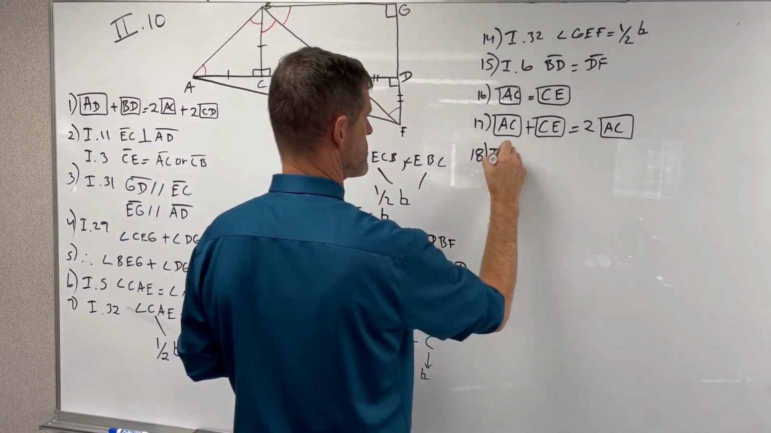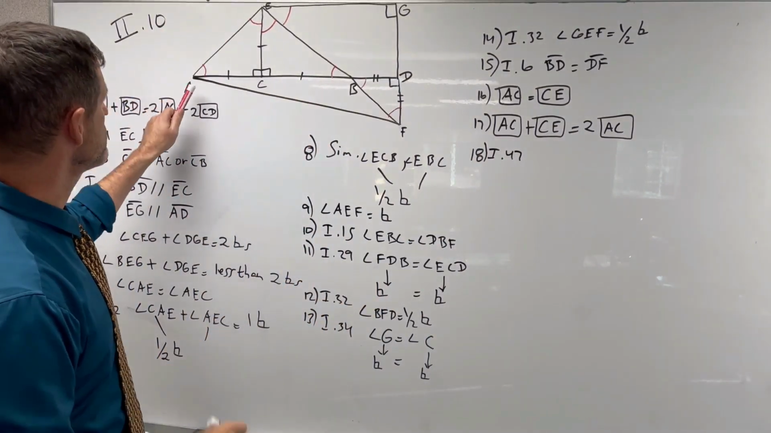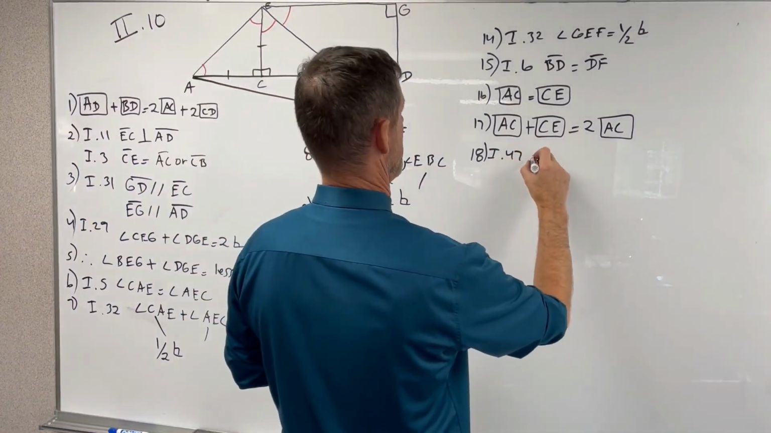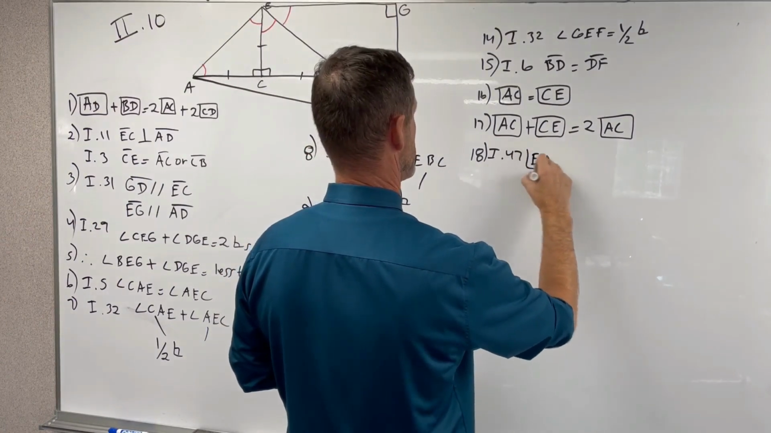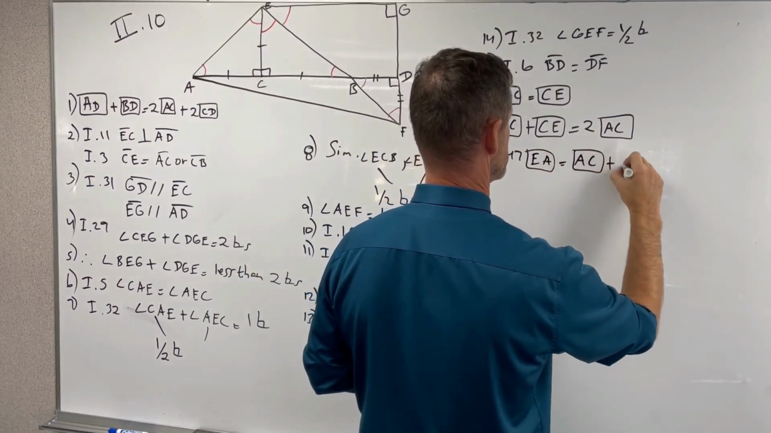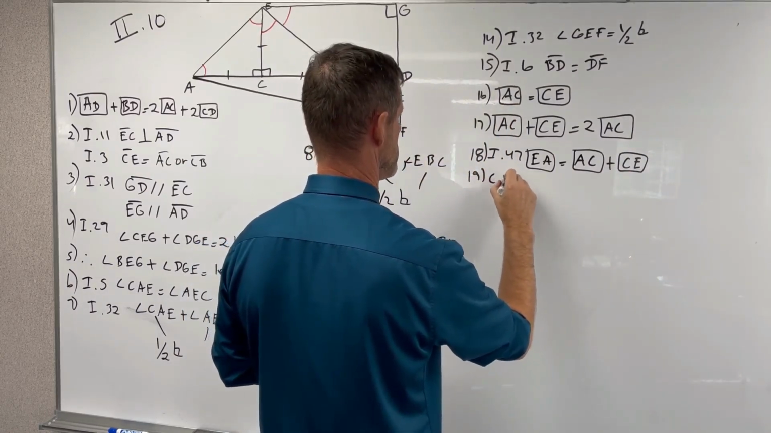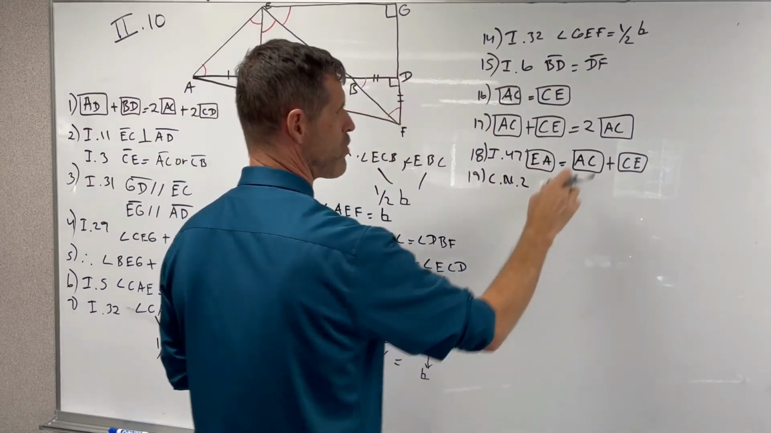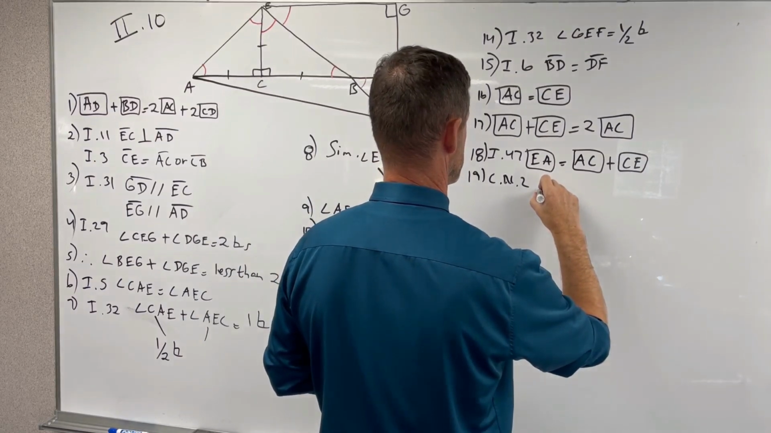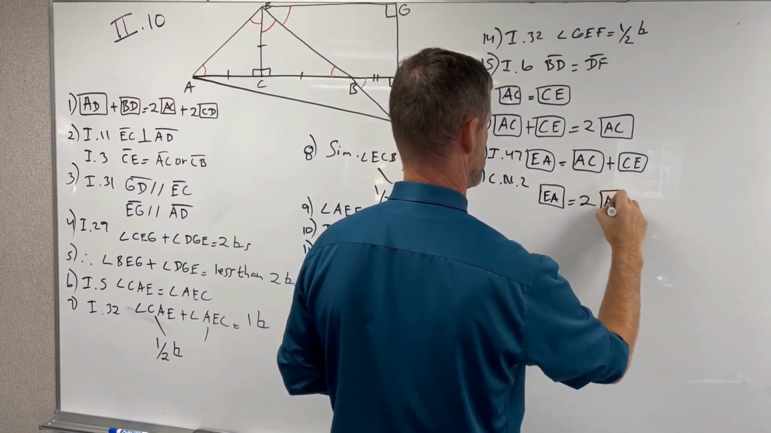But by Proposition 47, we know that the square on AE is equal to the squares on AC and CE. EA squared equals AC squared plus CE squared. And therefore, by common notion number 2, the square on EA will equal twice the square on AC. EA squared will equal twice the square on AC.